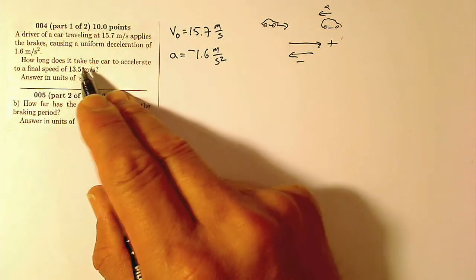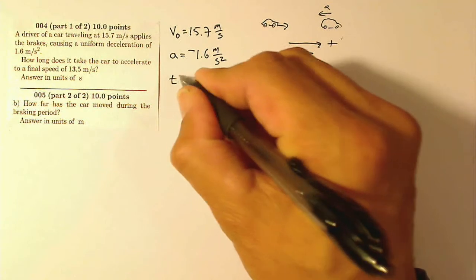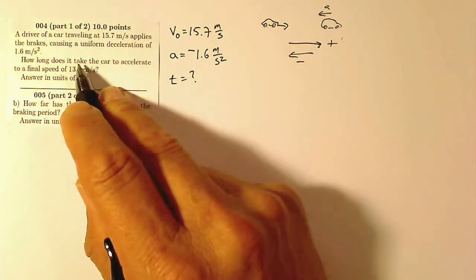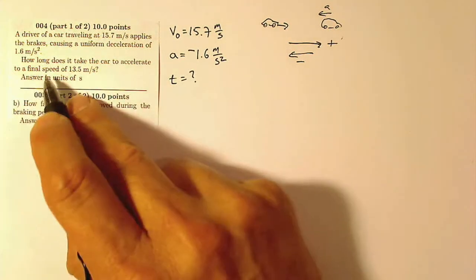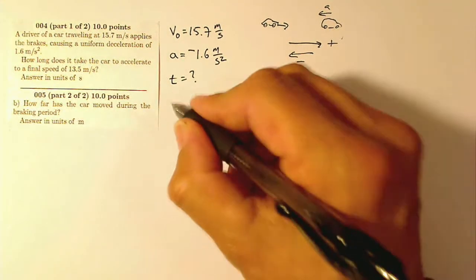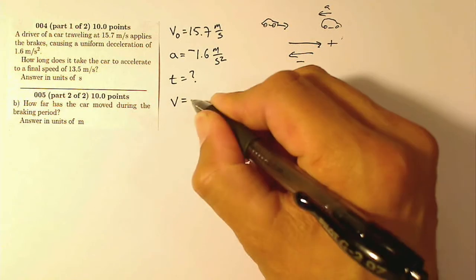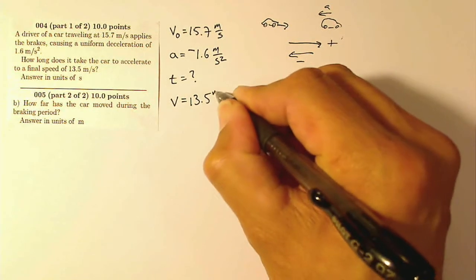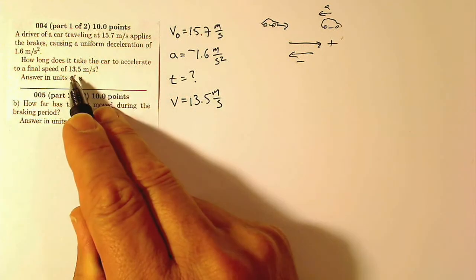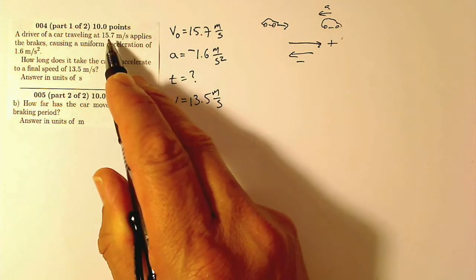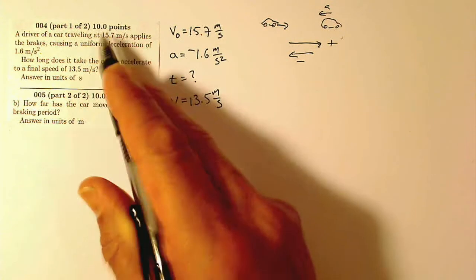How long does it take? Well, that's time. Time is going to be question mark. How long does it take the car to accelerate to a final speed of 13.5 meters per second? So my final velocity is going to be 13.5 meters per second. Now that's kind of funny because it says accelerate, and this is 13.5 as a final, and I start at 15.7, so I can see that I'm slowing down.